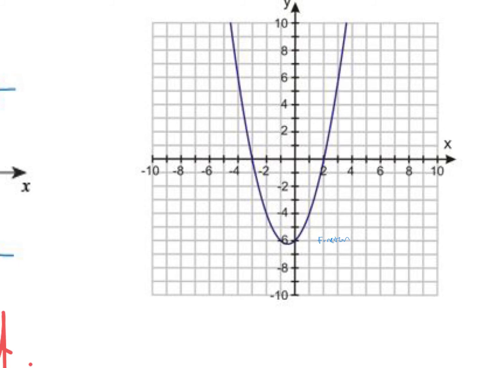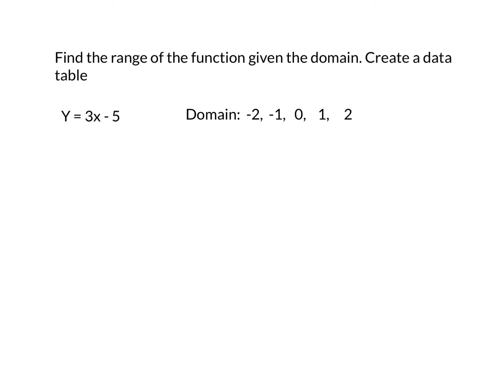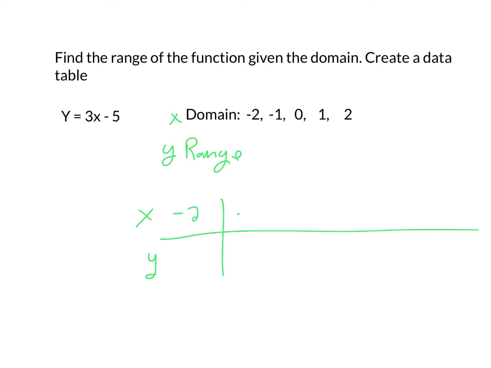Okay. All right, let's move on. Now in this example, it says to find the range of the function given the domain, create a data table. So we have our domains, and we're asked to find the ranges. Remember that our domains really mean x. The range really means y. So to do a data table, x, y, we're going to have -2, -1, 0, 1, and 2.